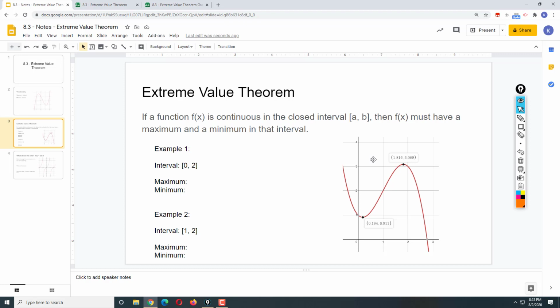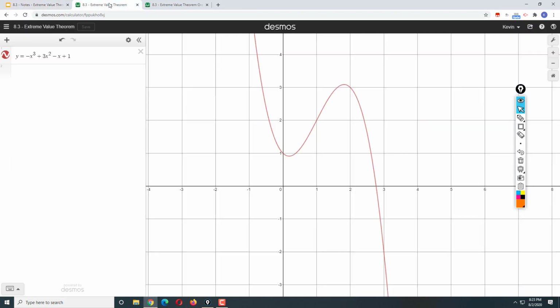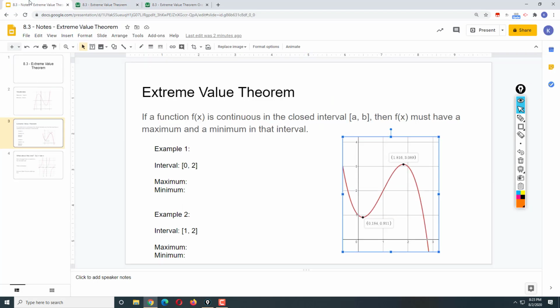Let's use this graph as an example. Example 1, in the interval 0, 2. Interval 0, 2 means we look at x equals 0 to x equals 2. We look at our graph. Where is the graph at its highest point? Well, from 0 to 2, the graph is at its highest point at x equals 1.816, y equals 3.089.